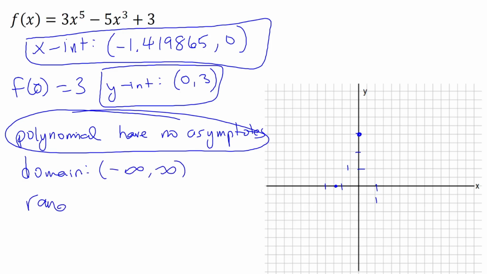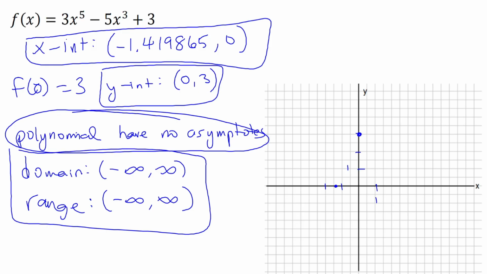And the range is going to be the same, right? 5th degree functions with a positive leading coefficient start down here and end up here. Whether there's maxima and minima in the middle, regardless, it still goes all the way from negative infinity to infinity. So there's our domain and our range. So now we need to go find a bunch more points. So what we'll do is we'll start by taking our derivative.